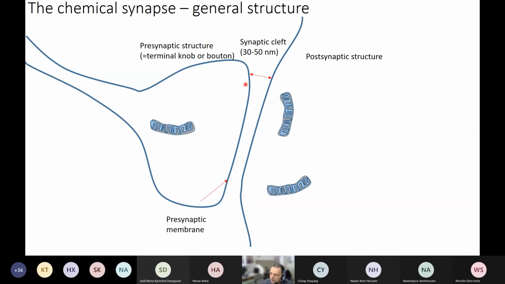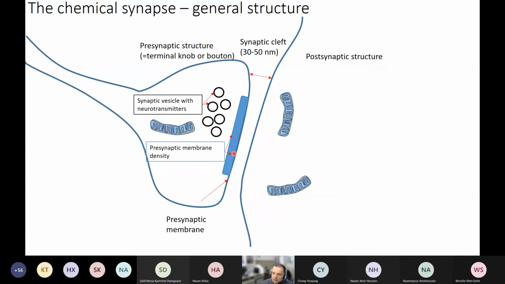Now, the cell membrane here, which belongs still to the presynaptic structure, is called presynaptic membrane. And with the electron microscope in this presynaptic membrane, you can find a density, which is made up mainly by proteins. It's called presynaptic membrane density. And next to this presynaptic membrane density, one has synaptic vesicles. And these synaptic vesicles are usually loaded by neurotransmitters, which are finally released into the synaptic cleft, but I will come back to this. And on the other side, we have the postsynaptic membrane.